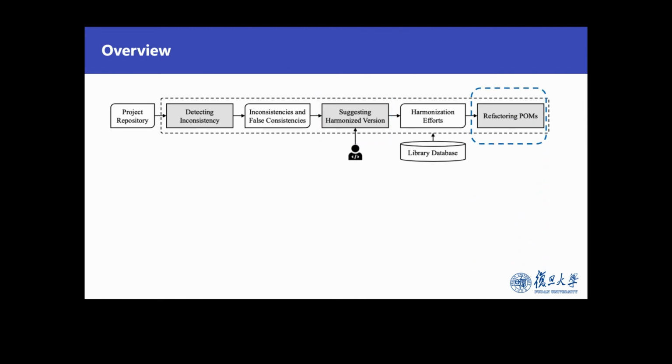The last step is refactoring POMs. Firstly, we locate the property declaration of implicit versions and find the lowest common ancestor of harmonized POMs. Then we check whether the properties should be deleted and replaced with the new one.